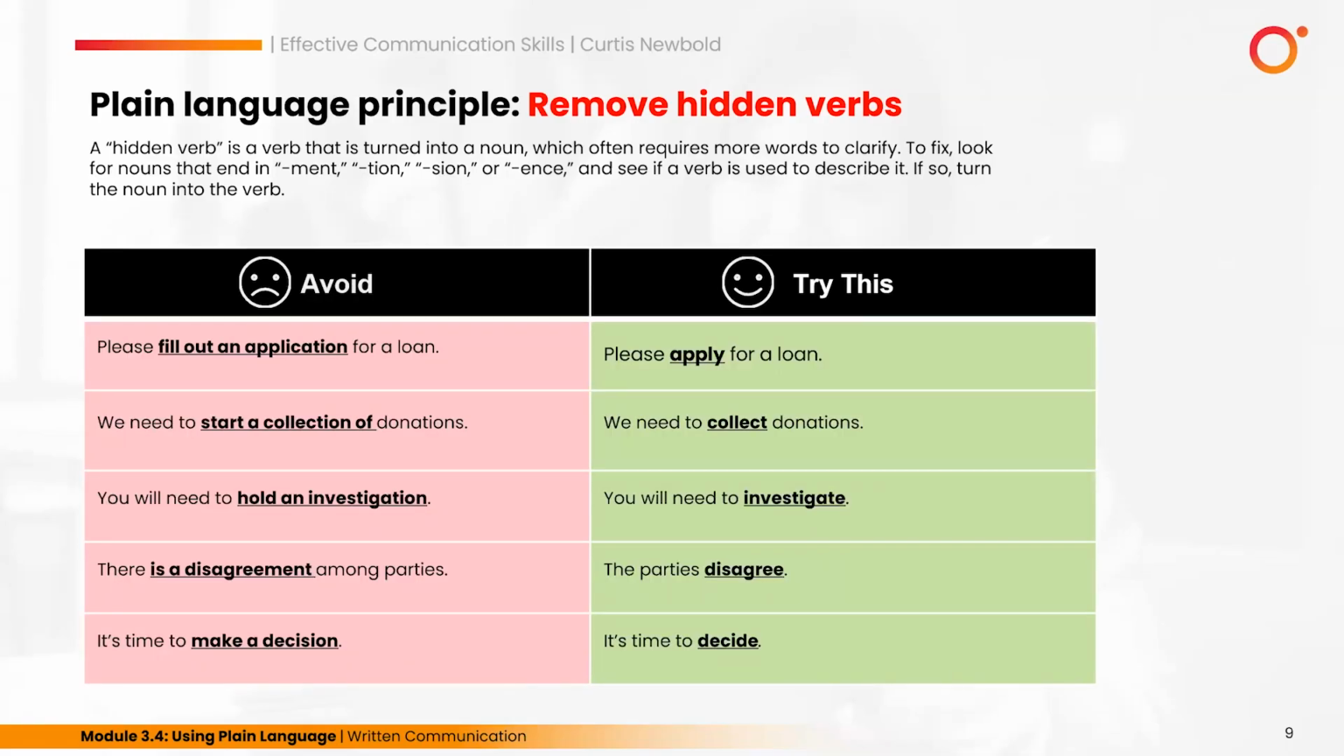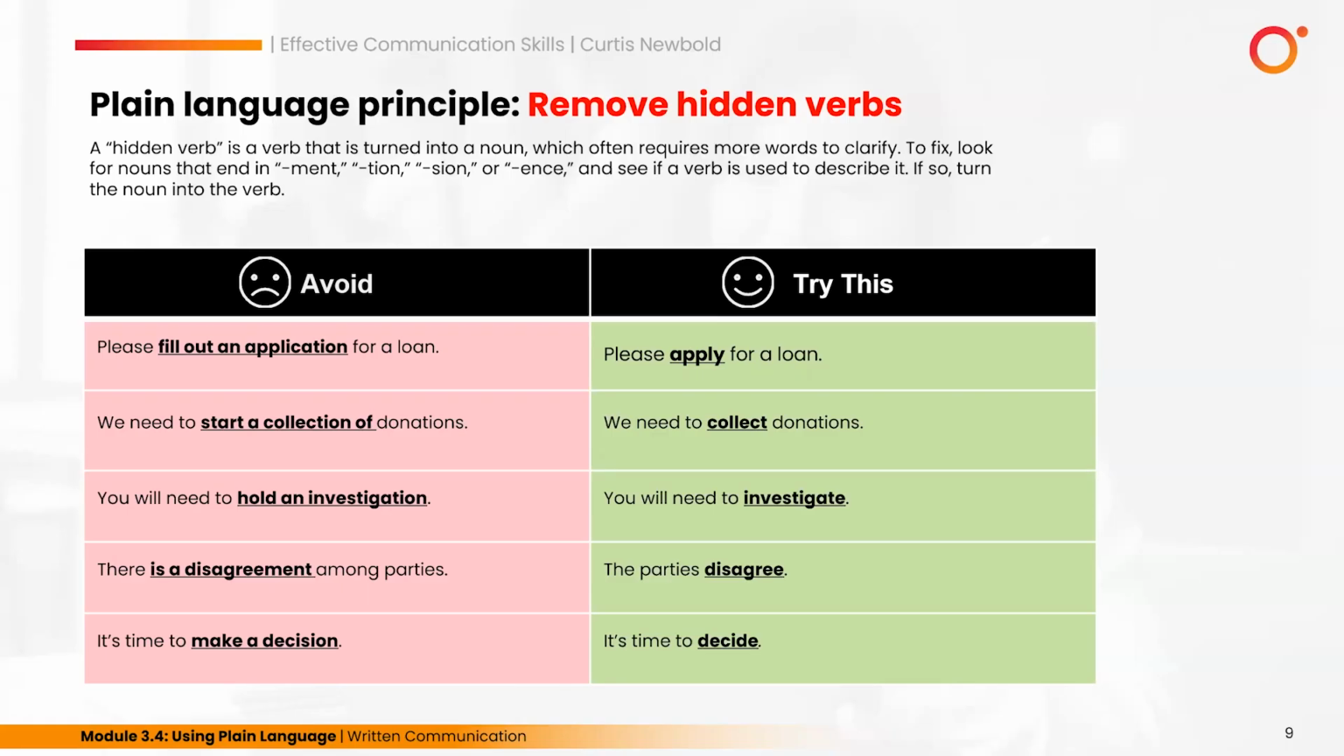So you can see here avoid there on the left. Please fill out an application for a loan. Okay, that's a hidden verb because application, which is really the verb that we want, has been turned into a noun. Whereas on the right, we just say, please apply for a loan. That's a little bit easier. Rather than saying fill out an application, we can just say apply. Let's look at the next one. We need to start a collection of donations. Rather, you can just say we need to collect donations. You can see here you're usually adding extra words when we have start a collection of. Rather, you can just say collect.